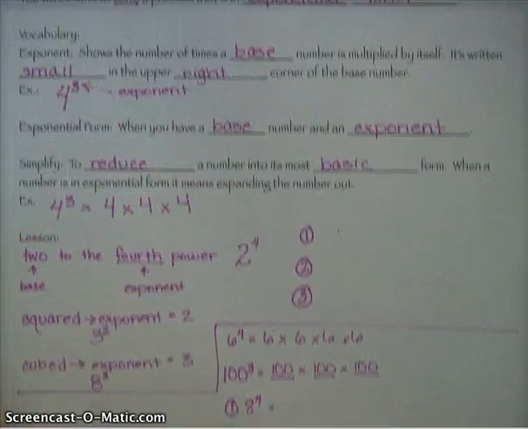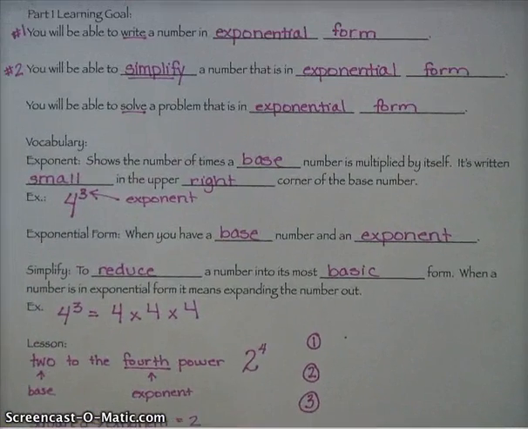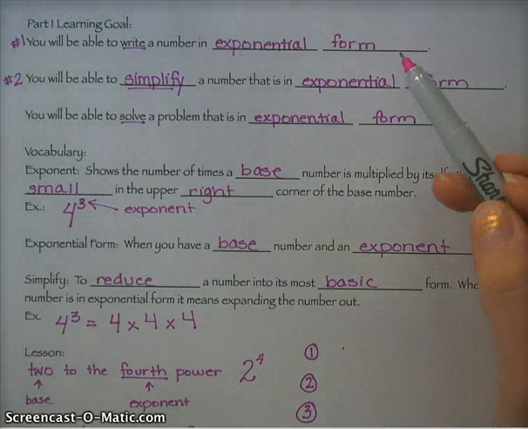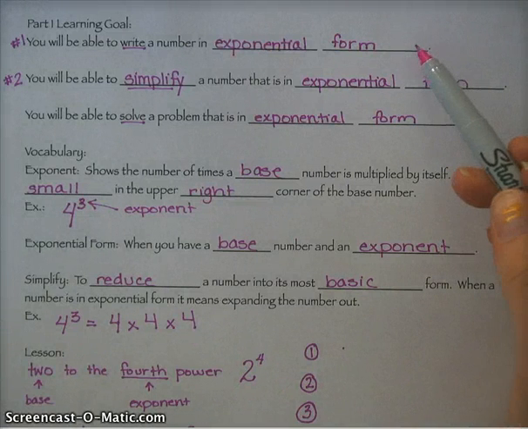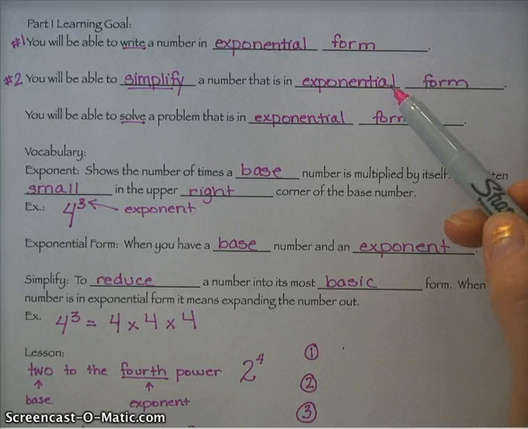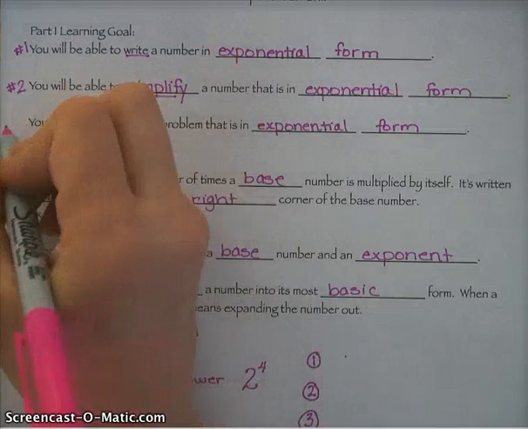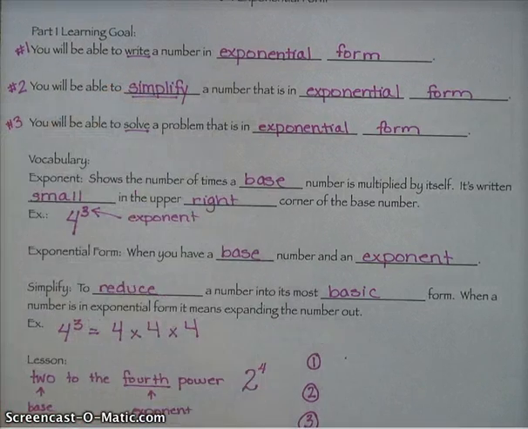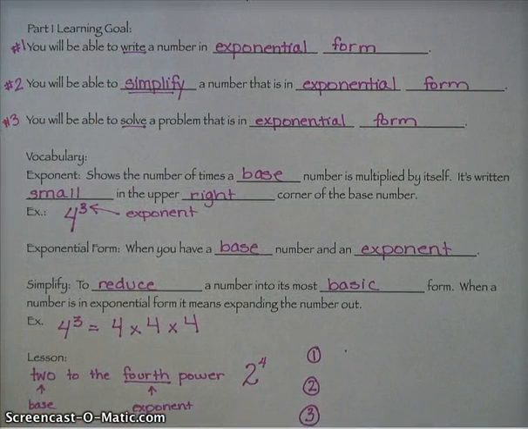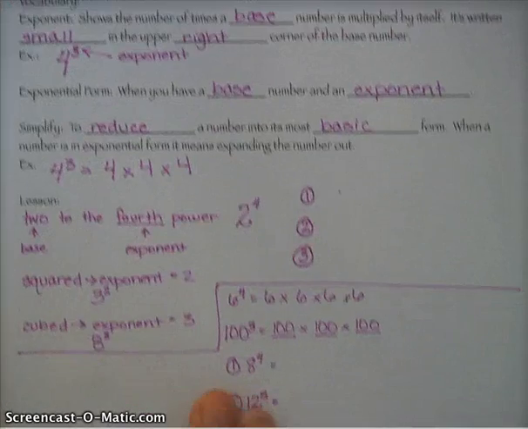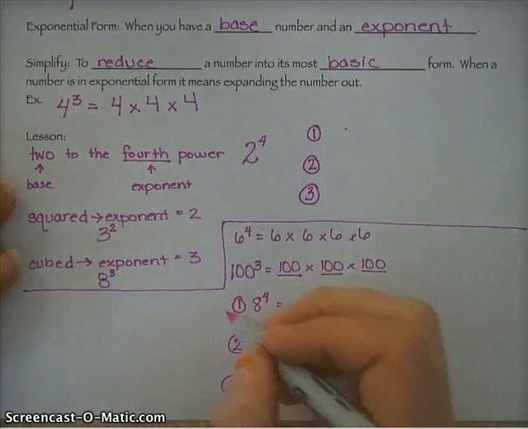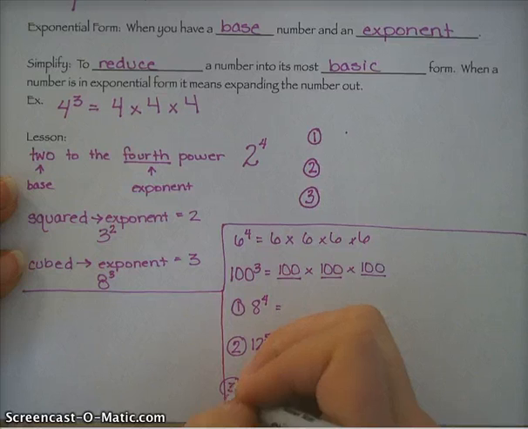All right. Now if we look back up at our learning goal, can you now write a number in exponential form? Hopefully yes. Can you now simplify a number that's in exponential form? Hopefully yes. So we're moving on to number 3. How do you solve a number that is in exponential form? We're going to start with something that's a little bit simpler. Again, I'm going to draw a line here. If you need to use the back of your paper, go for it.